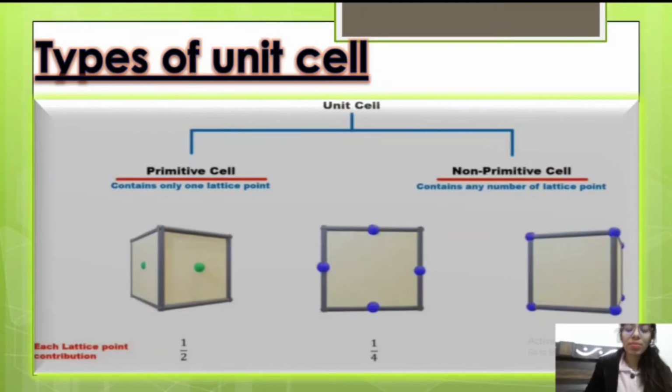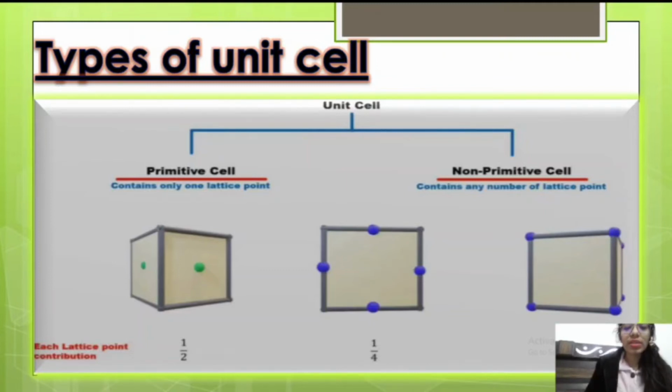So what is primitive unit cell? Primitive unit cell is that unit cell which has only one lattice point, whereas non-primitive unit cell has any number of lattice points. First of all, we have to understand the contribution of lattice point in this unit cell. If an atom is present at the face of unit cell, then the atom is surrounded by two unit cells. Each of lattice point contribution is half.